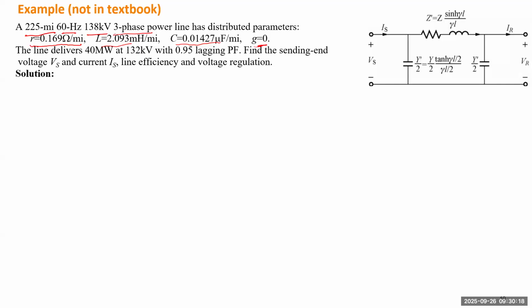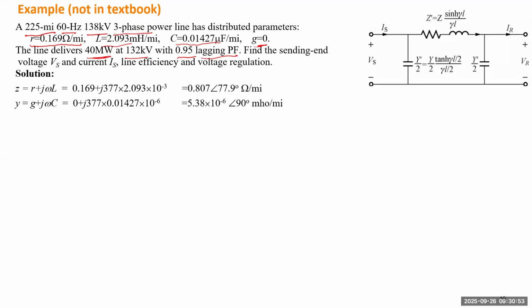It's purely imaginary power. The line is delivering 40 megawatts of real power at 132 kV. This is the line-to-line voltage of the receiving end. And the power factor is 0.95 lagging, which means the load current is lagging the load voltage. We want to find the sending end voltage Vs, current Is, line efficiency, and voltage regulation.